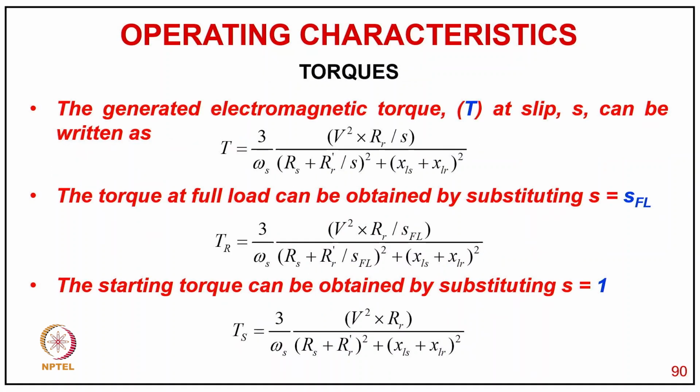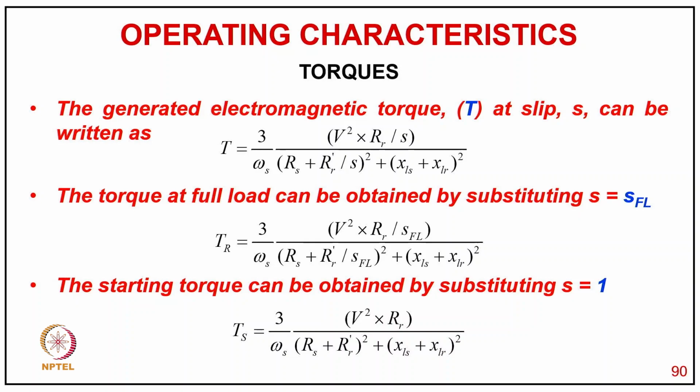So now coming to the generated electromagnetic torque at any slip, it can be written as T equal to 3 upon ws, V square into RR upon S, divided by (RR upon S plus RS) whole square plus (XLS plus XLR) square.